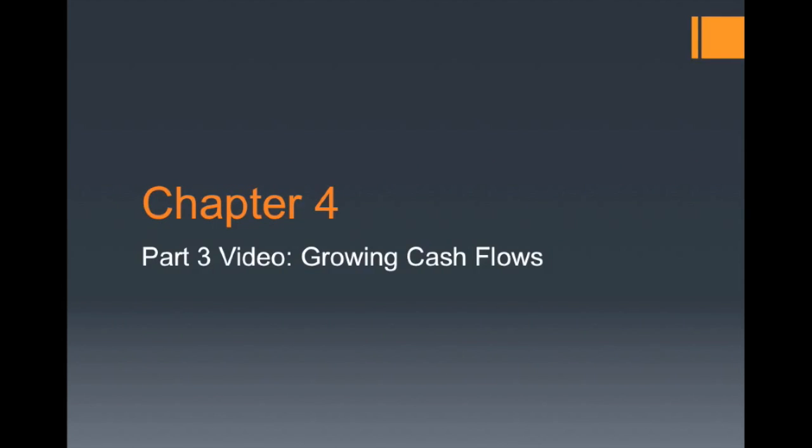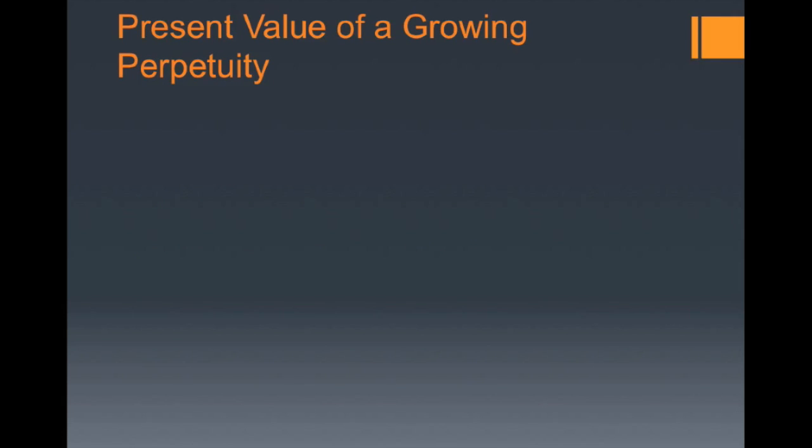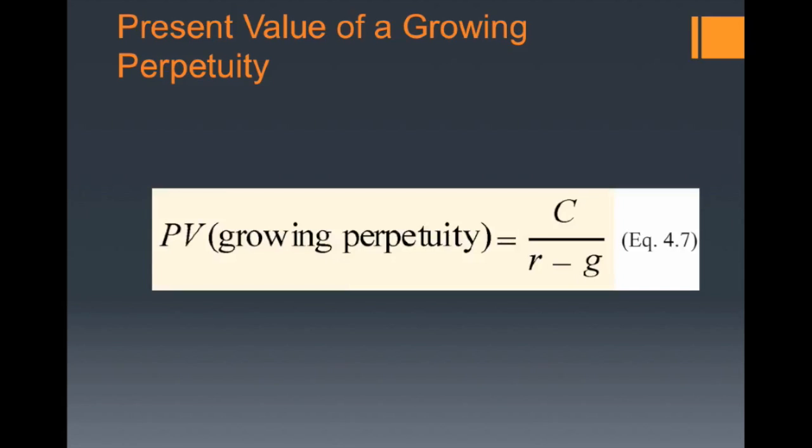In this section, we will look at cash flows that are growing. So we will still look at perpetuities and annuities, but these cash flows are no longer constant, but are growing at a constant rate. So if we make some simplifying assumptions, and those being that the interest rate is constant, the interest rate being R, and G, the growth rate, is constant, then the present value of a growing perpetuity is the cash flow, the constant cash flow that you would receive divided by the interest rate minus the growth rate.